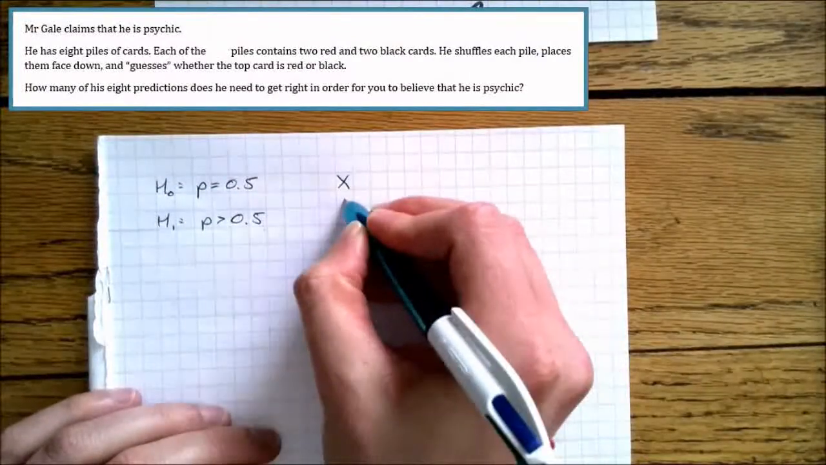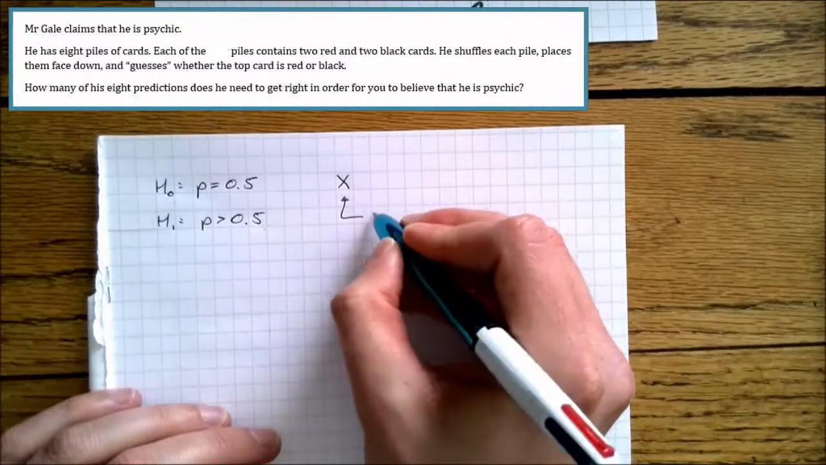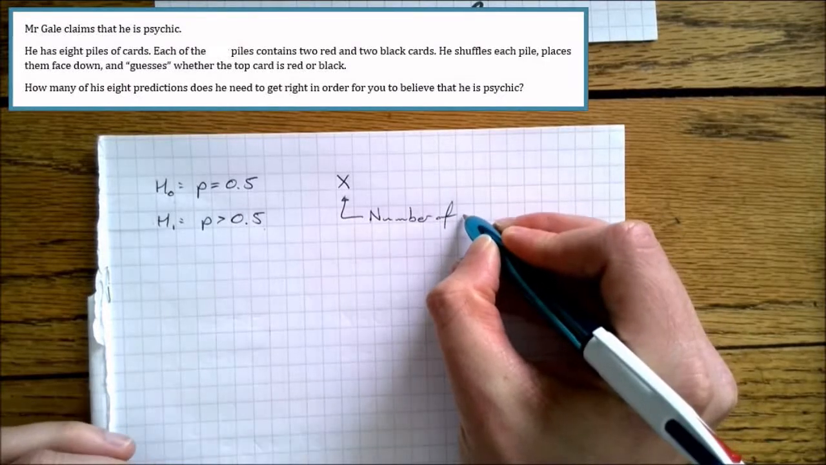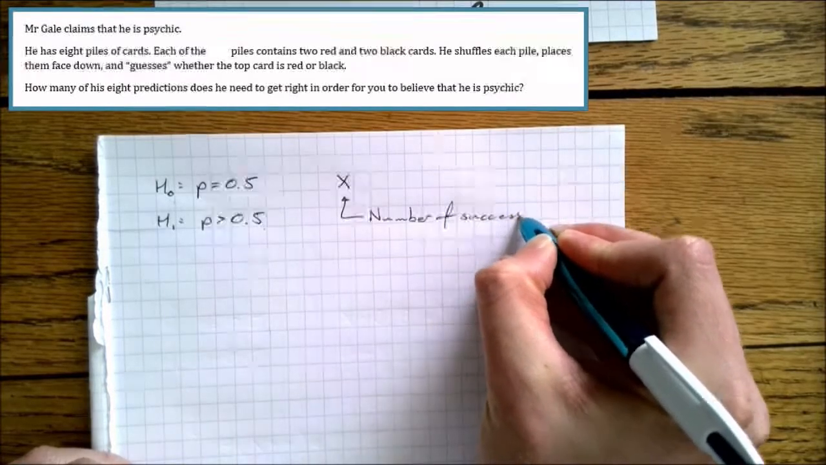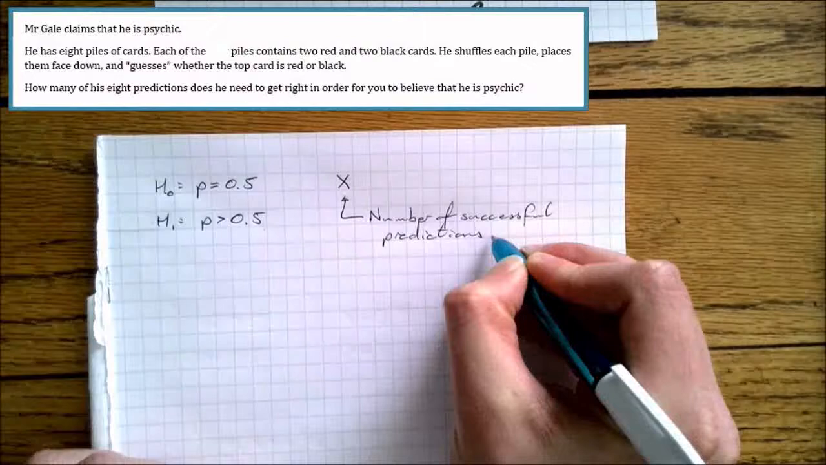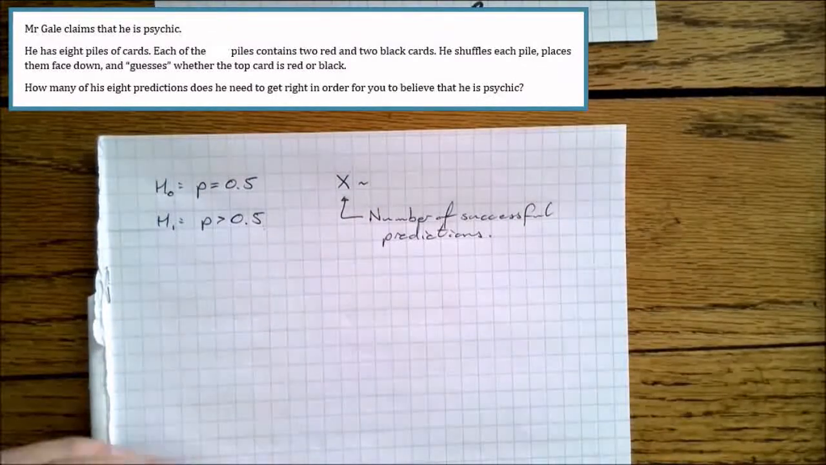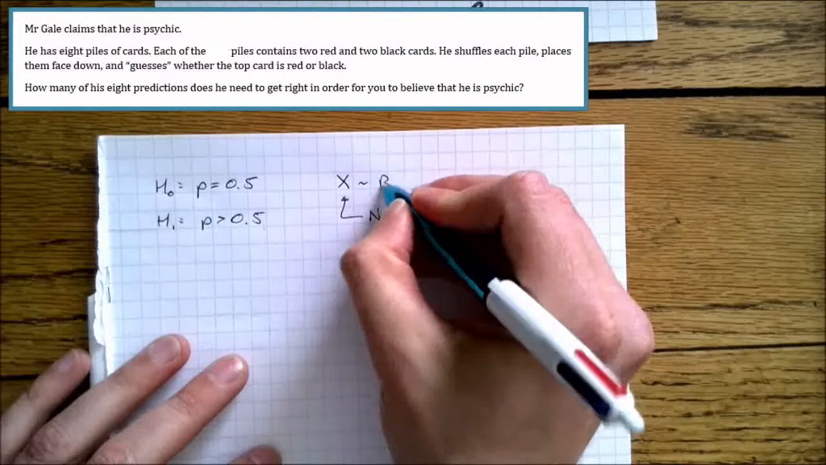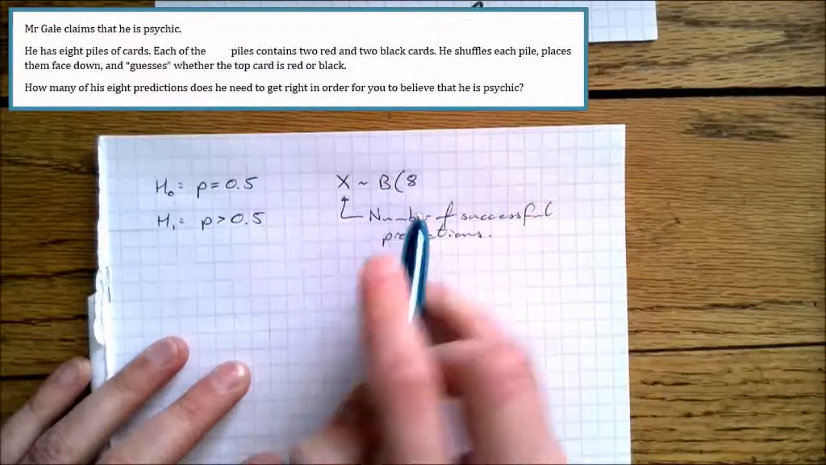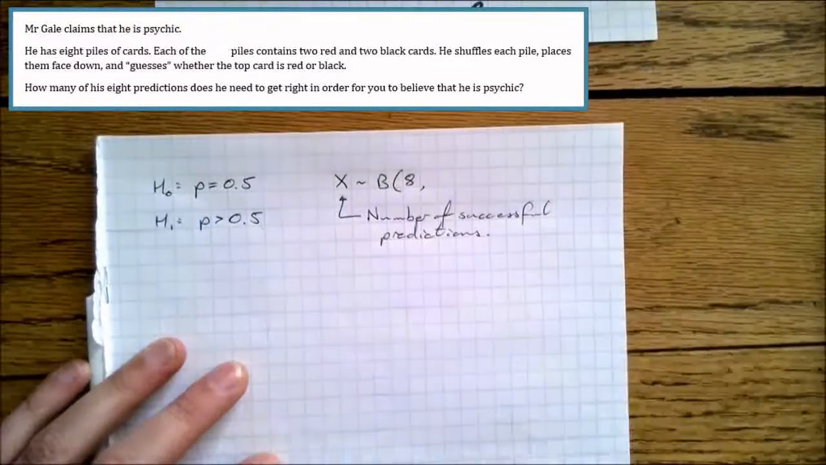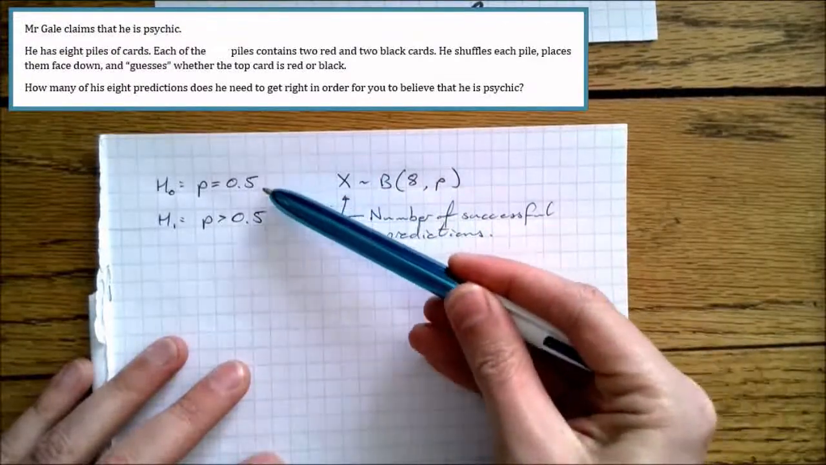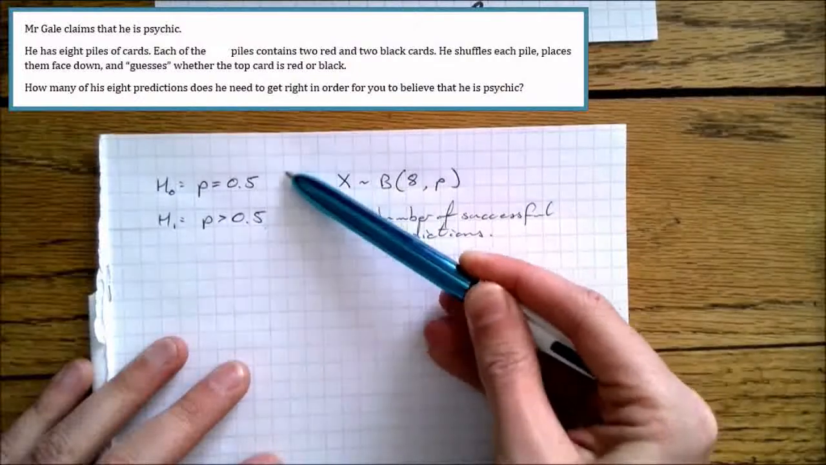In order to do that, we need to write down what our variable is, what our random variable is. Let's use X, where X is going to be the number of successful predictions that he makes. Now he could make 0 successful predictions, he could make 8 or any number in between. This random variable is binomially distributed with n equals 8 number of trials, and probability P. We're just going to write P here because P changes depending which hypothesis is right.